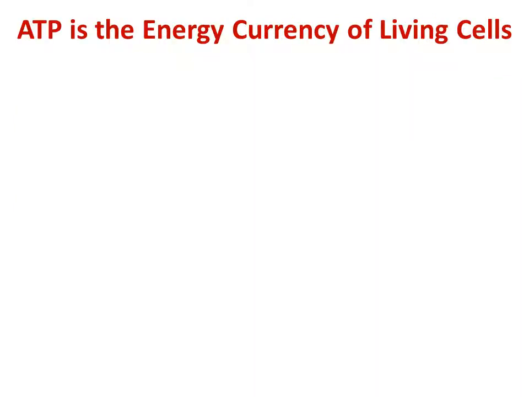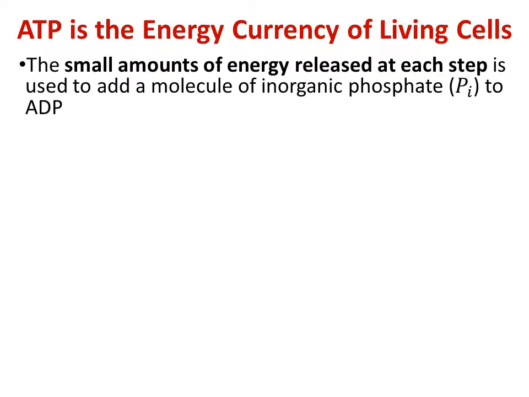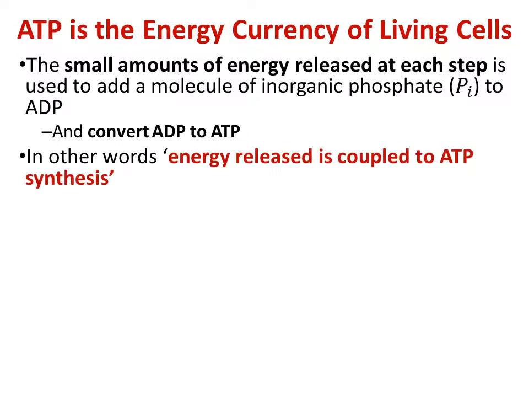ATP is the energy currency of living cells. As discussed previously, the small amount of energy which is released at each step of oxidation of the substrate is used to add a molecule of inorganic phosphate to ADP, adenosine diphosphate, and adenosine diphosphate converts to adenosine triphosphate. In other words, energy released at each step is coupled to ATP synthesis. The energy is released, ATP is synthesized.